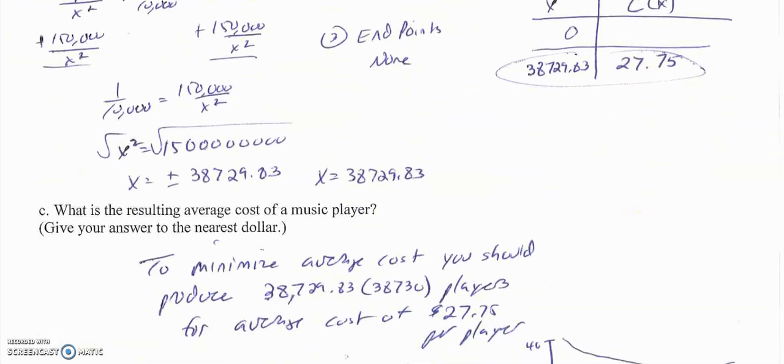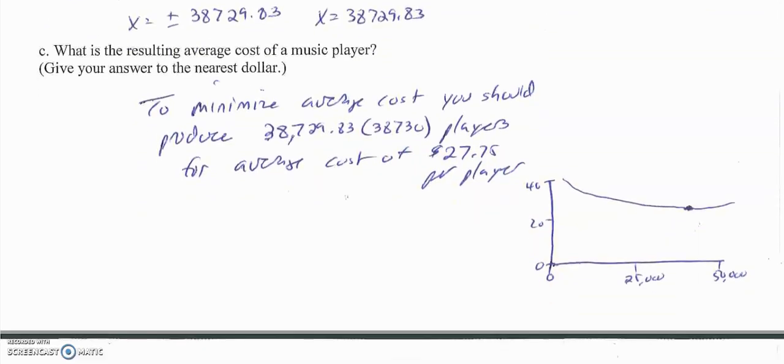So to explain that, to minimize average cost, you should produce 38,730 players for an average cost of $27.75 per player, and you can actually make a graph of this to verify that answer.